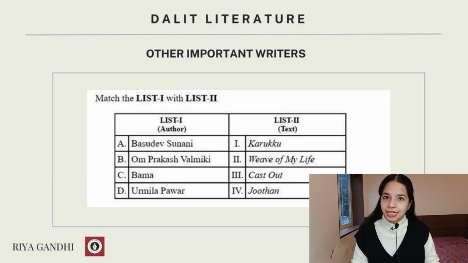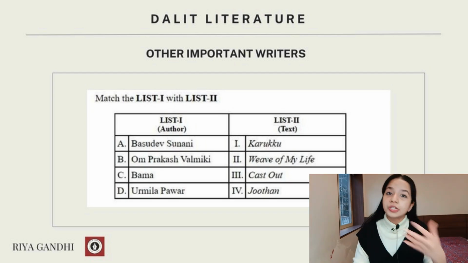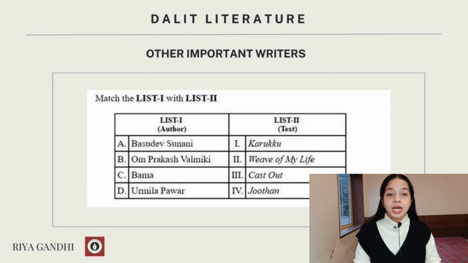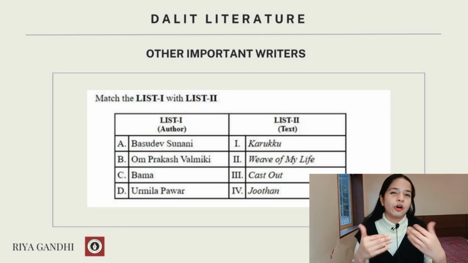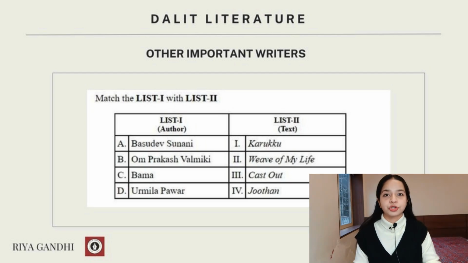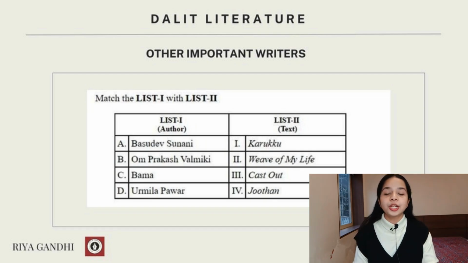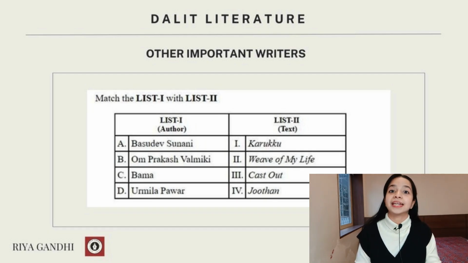Apart from Om Prakash Valmiki, you have Urmila Pawar, who is famously known for The Weave of My Life. You have Bama, who is also known for Karukku, and Basudev Senani, known for Cast Out. If you want to understand their works in detail and how they contribute to the development of Dalit literature in Indian English literature, you can check out my full-length video on them. Right? So having said that, let's move on to the next category, which is post-colonial writers and critiques.